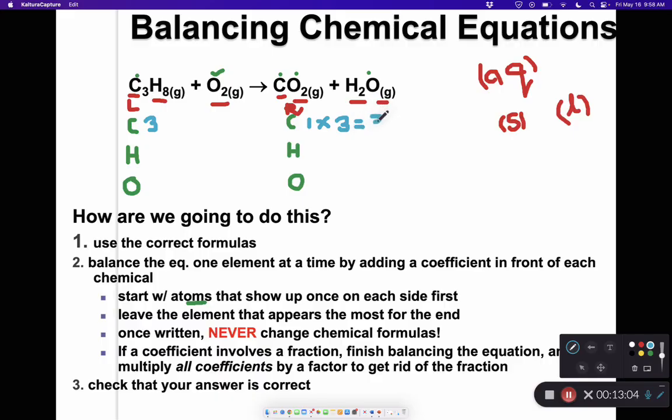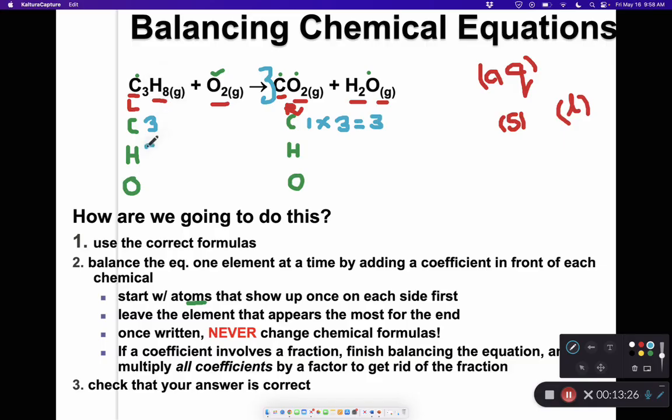Since I'm multiplying this 1 by 3, 3 is my coefficient, so I will write 3 here. It means I'm multiplying CO2 by 3. Okay, we are good for carbon. Now let's check for hydrogen.